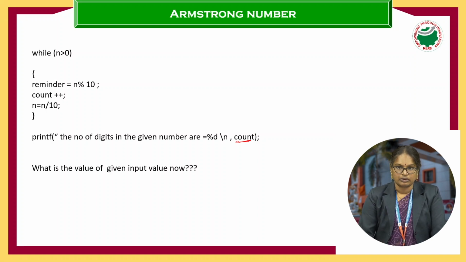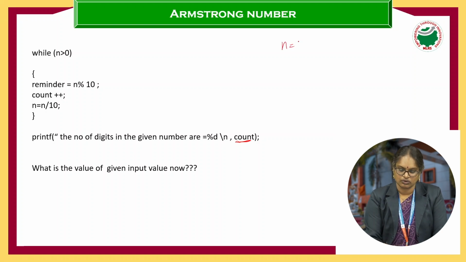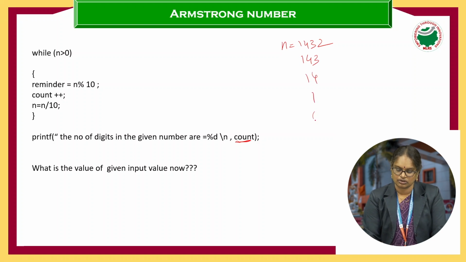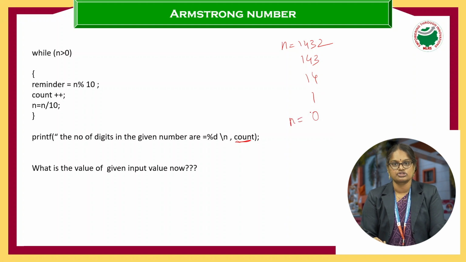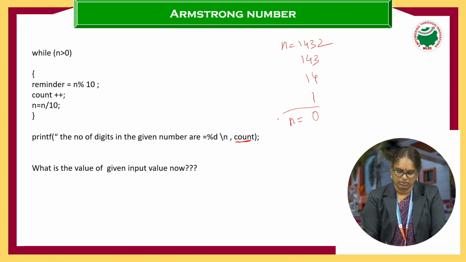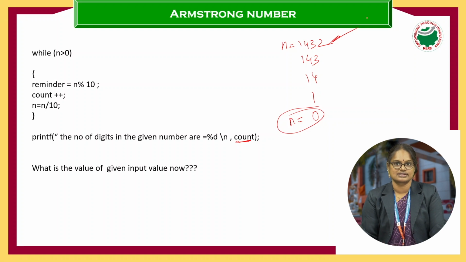What is the value of input now? My input n was 1432, then it got reduced to 143, then it got updated to 14, then to 1, then to 0. So now my original n value has changed to 0. If I want to work on the n value, can I do something? No, because my n got changed. The original n value input which I have given is not existing.